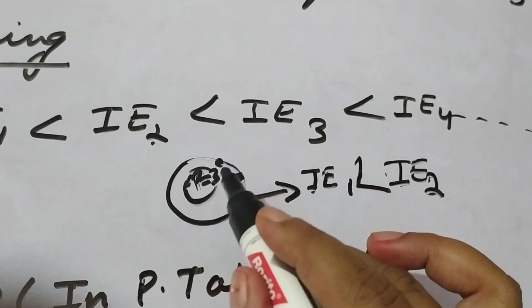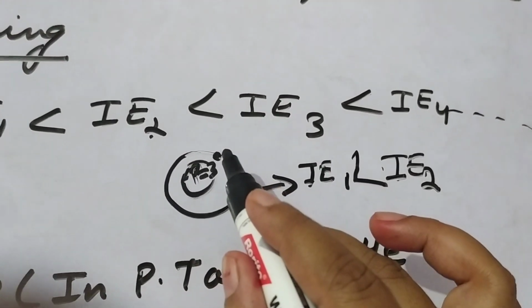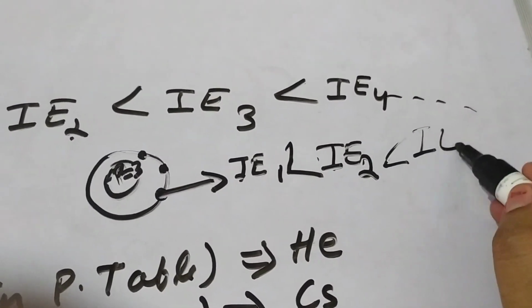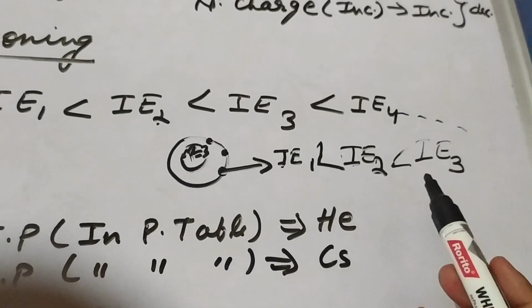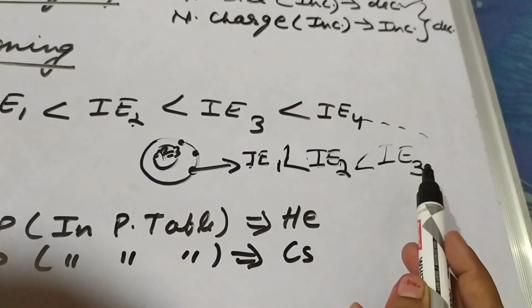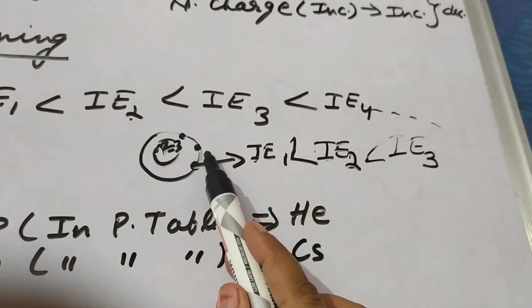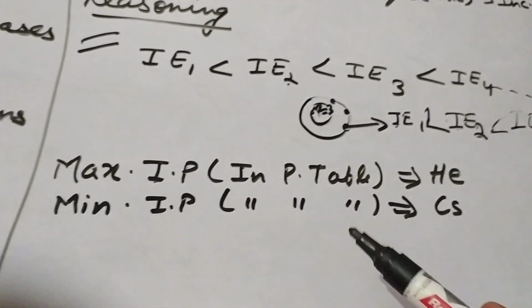Now only 1 electron is left, so the force of attraction increases further, and still more energy, IE3, is required to remove that electron. So one by one, if we keep on removing the electrons, the successive ionization energies go on increasing, because the force of attraction of the protons on the valence electrons keeps on increasing.